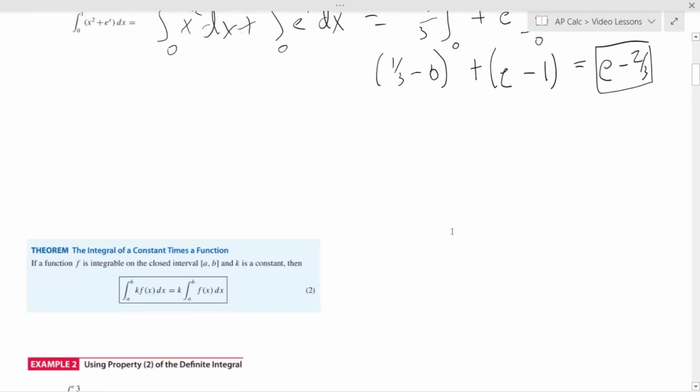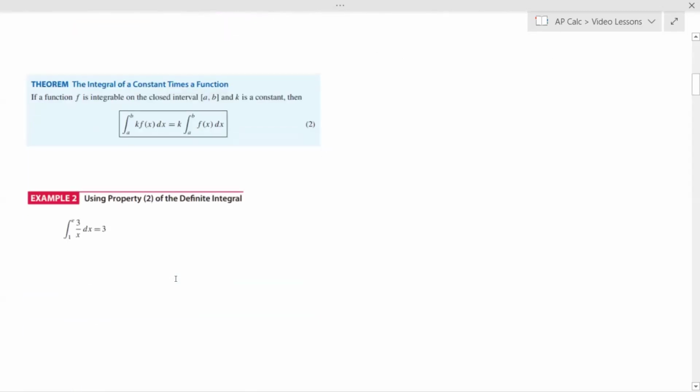The next one is a constant times a function. Similar to derivatives, if you have a constant times a function, you can factor the constant outside of the integral. So for this one, you have the integral from 1 to e of 3 over x. We could factor the 3 out, and you have the integral from 1 to e of 1 over x. The x doesn't come up to the numerator or anything like that. Sometimes students accidentally do something like that if they're factoring the numerator 3 out.